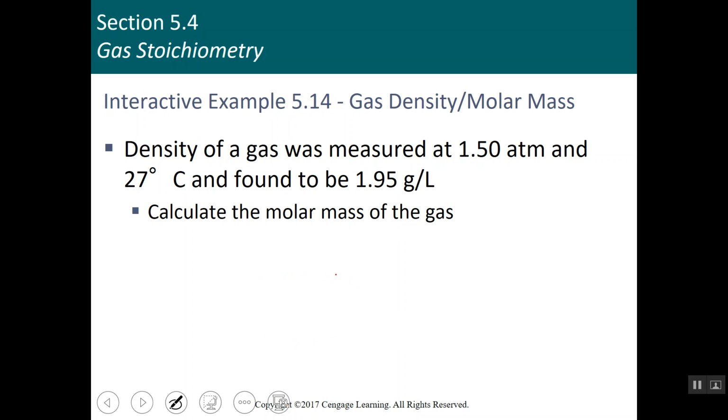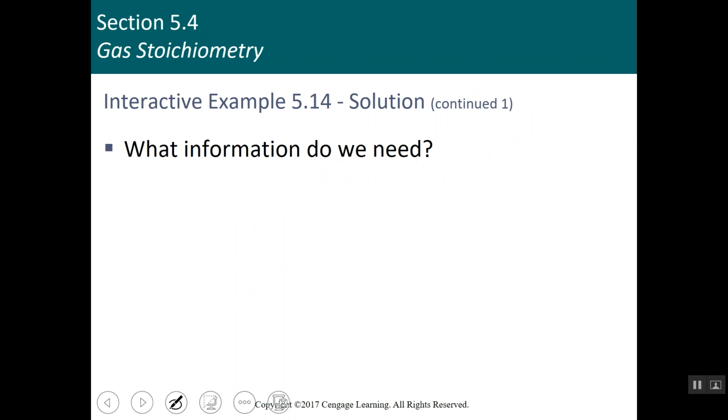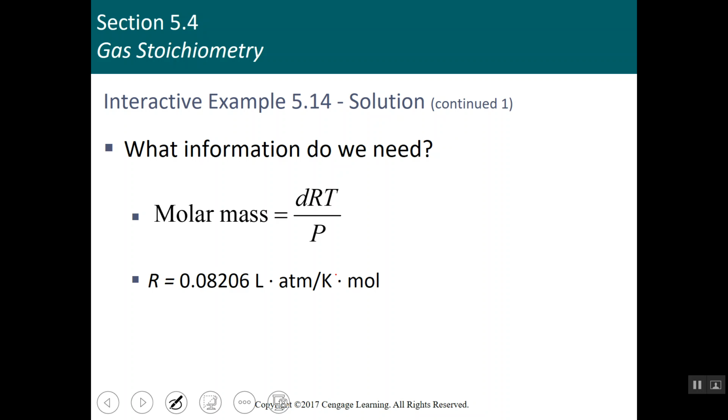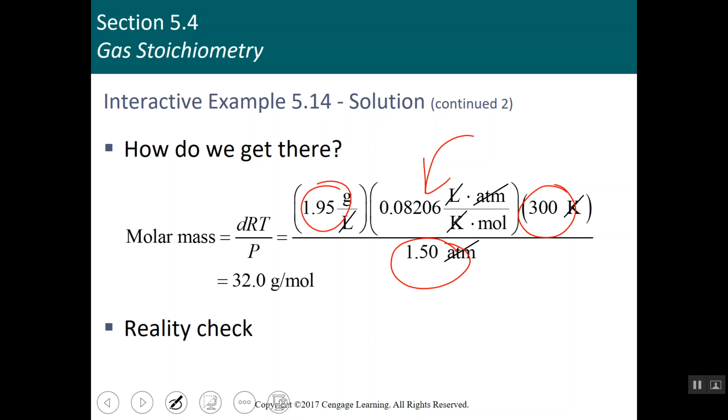So density of a gas was measured at 1.5 atmospheres and 27 degrees Celsius, found to be 1.95 grams per liter. Calculate the molar mass of the gas. So we're going to substitute into that formula we were just given. Molar mass equals density times R times T divided by pressure. When we calculate that out, we get 32.0 grams per mole, because we were given this in the problem. Of course, we had to convert it to Kelvin, and then we were given this, that's our constant, and we were able to solve for the molar mass.